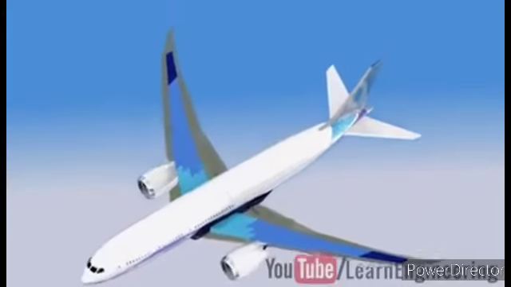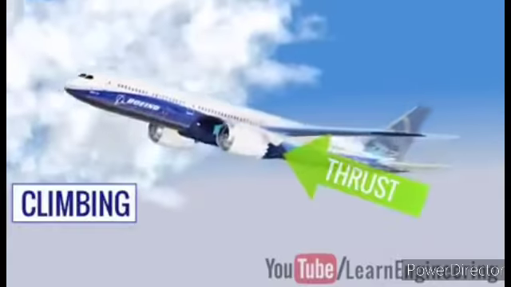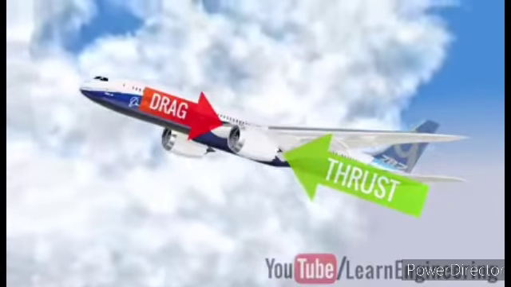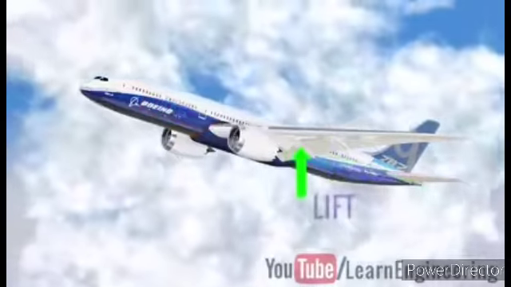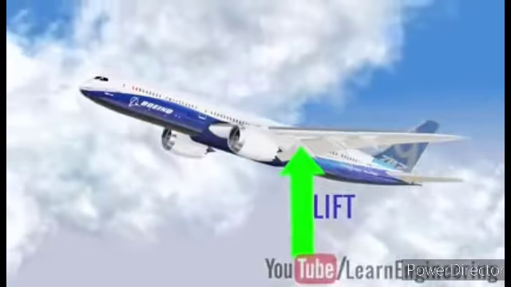After the takeoff, next comes the climb phase of the aircraft. As long as the engine's thrust is more than the drag, the speed of the airplane will keep on increasing. The greater the speed, the higher will be the lift force. This will cause the airplane to go up.